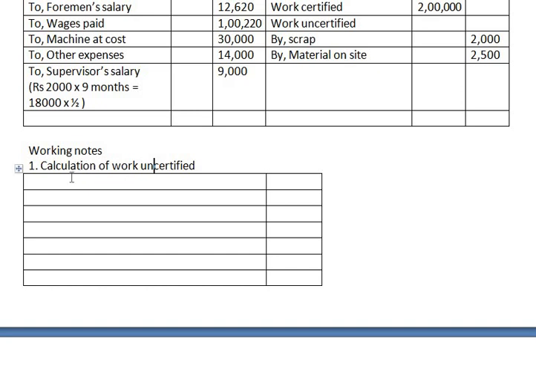Calculation of work uncertified. Particulars, and this is rupees. Now first we need to take the debit side. On the debit side, whatever expenses they have given has to be taken. Materials, amount is 43,000.